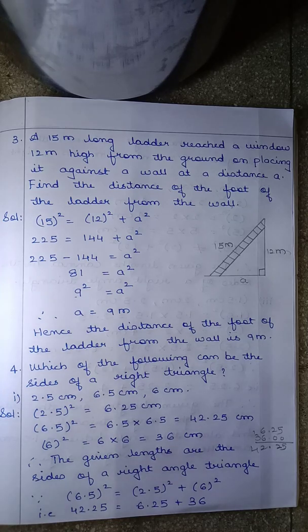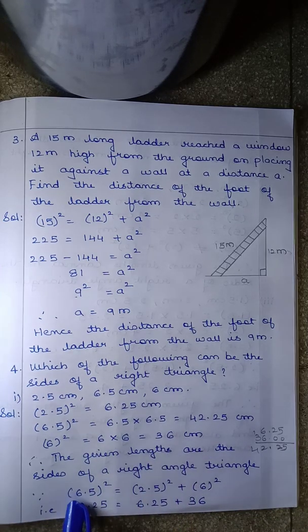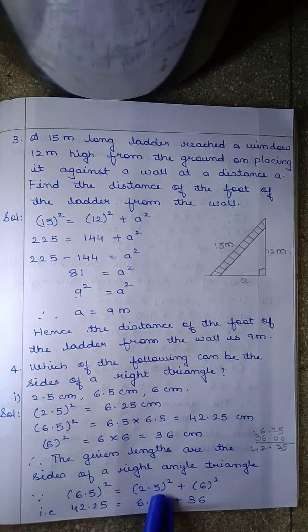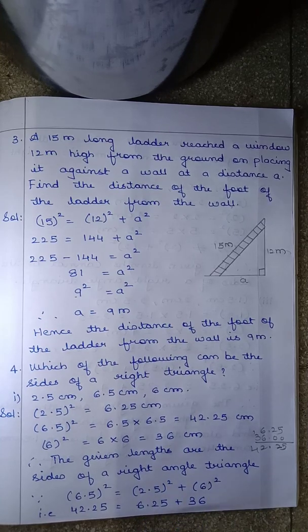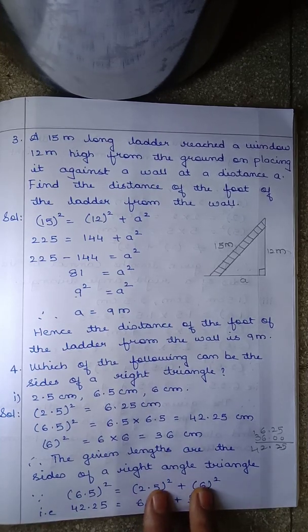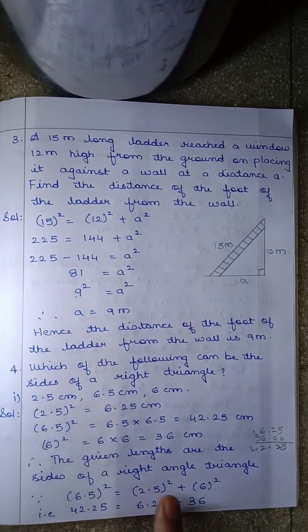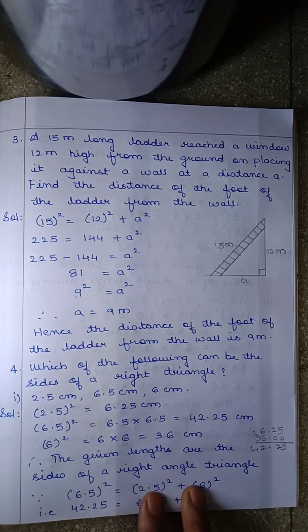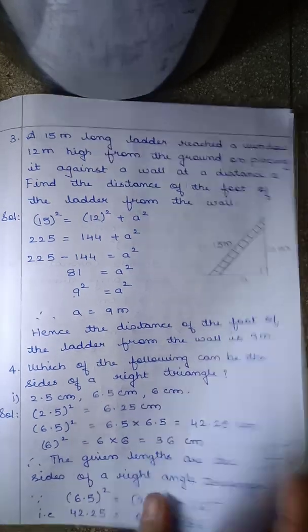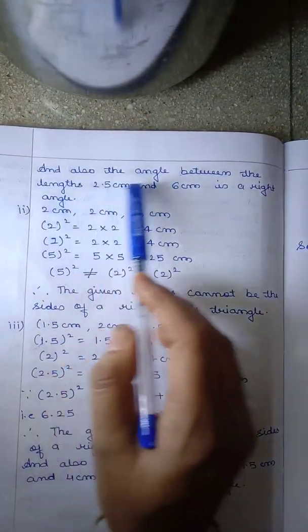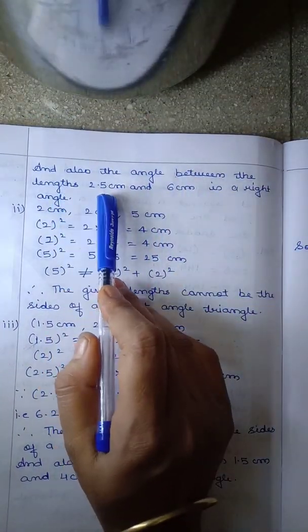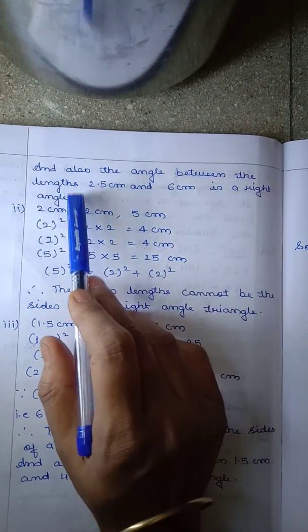Okay, so where is the right angle now? See, 6.5 square is equals to 2.5 square plus 6 square. Okay, so in between these two sides will be the right angle. Okay, this will be the hypotenuse. So hypotenuse is always opposite to the right angle. So in between these two sides you will be having the right angle. So that also you have to write the statement that and also the angle between the lengths 2.5 centimeter and 6 centimeter is a right angle.